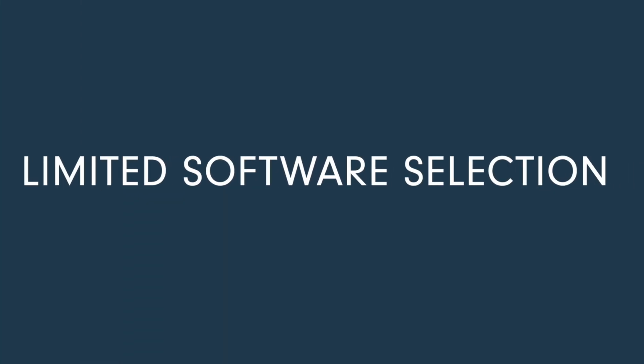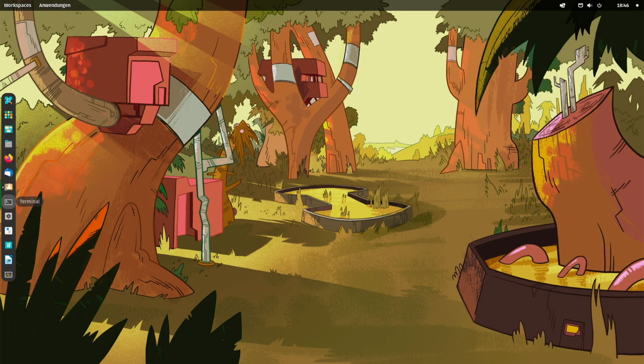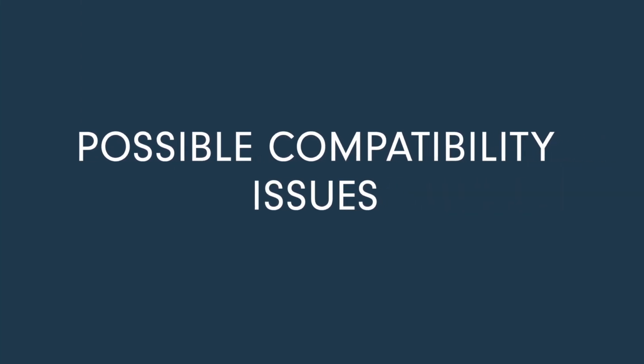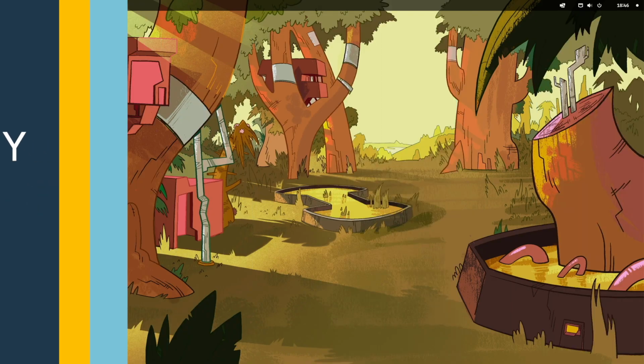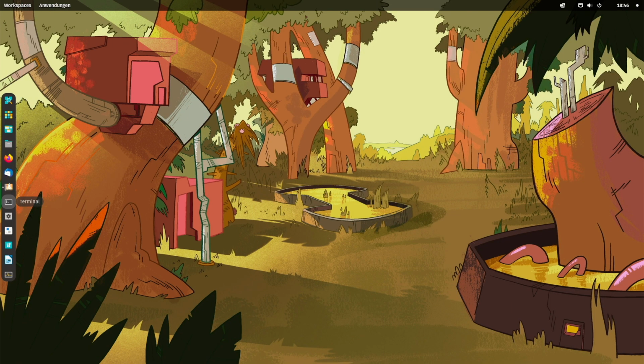Limited software selection. LTS distributions may use older versions of applications to ensure stability. This may result in a limited choice of software that can be run on the platform. Possible compatibility issues. Because LTS distributions aim for long-term stability, they may have difficulty interoperating with newer software and hardware that comes to market after the LTS versions are released.